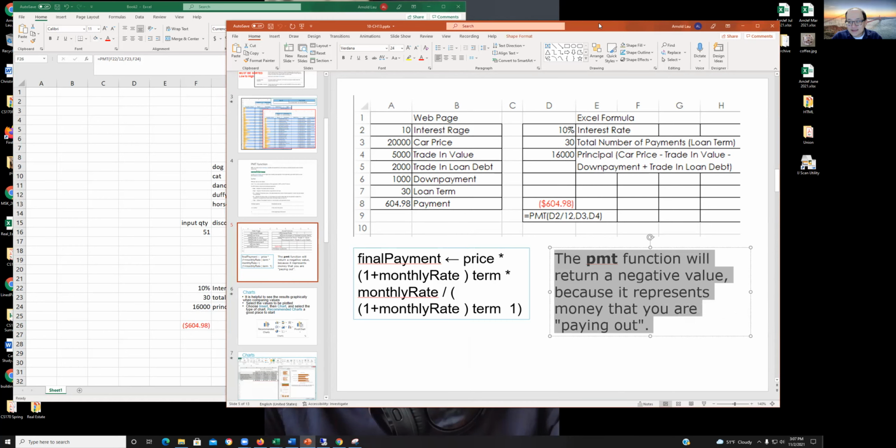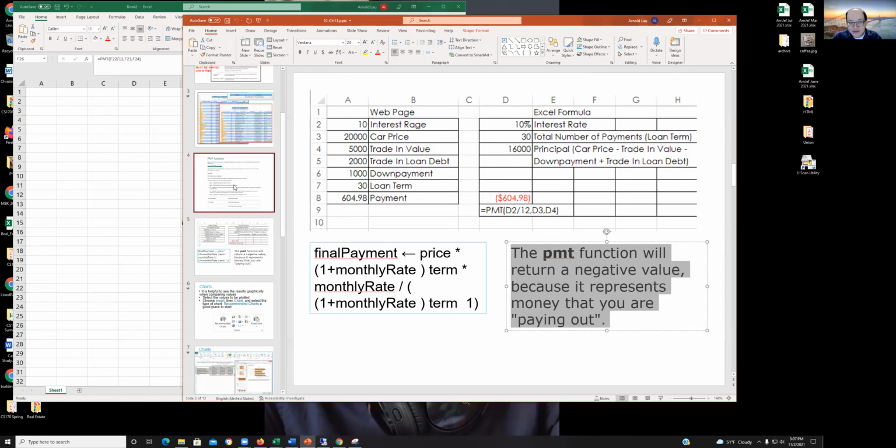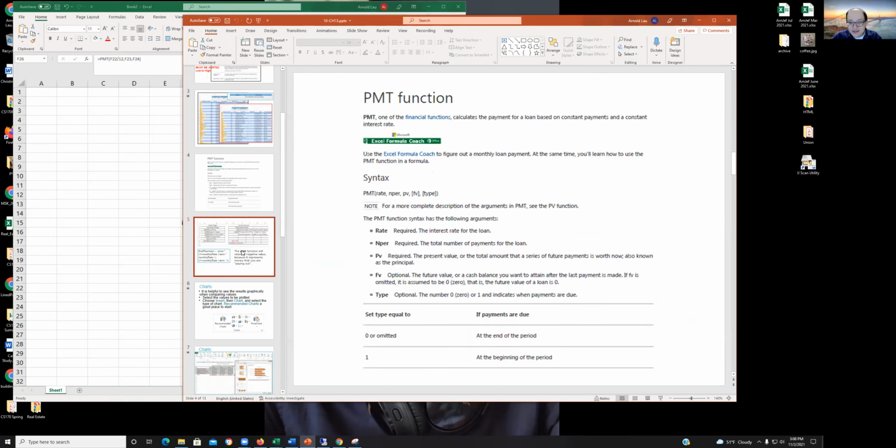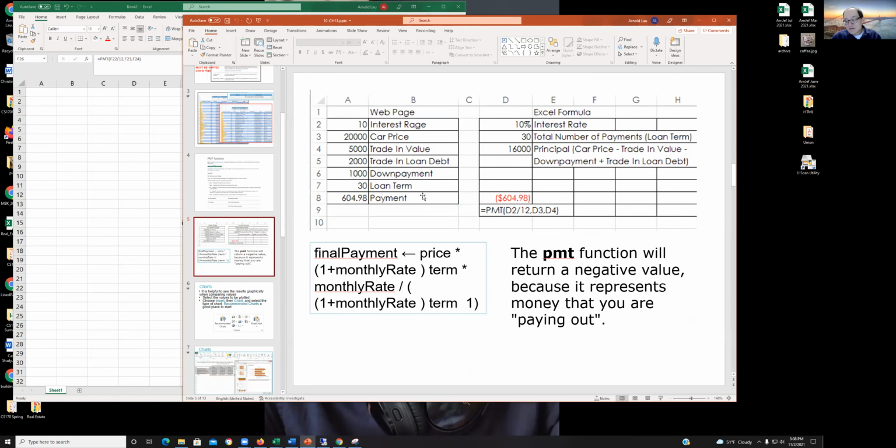So hopefully that makes sense to you. And so that's just a quick review. You can play around with this PMT function and put in, say, a student loan or a car loan, or maybe a mortgage on a house, whatever. You can punch that in pretty easily. It will come up with your mortgage payment.